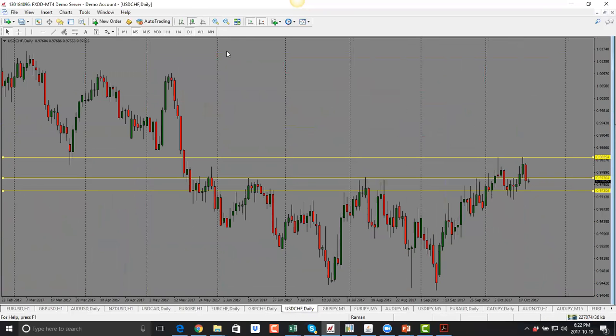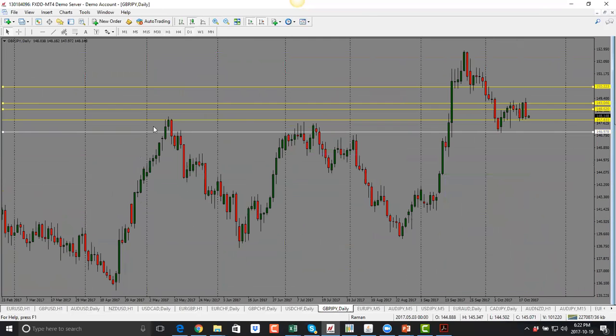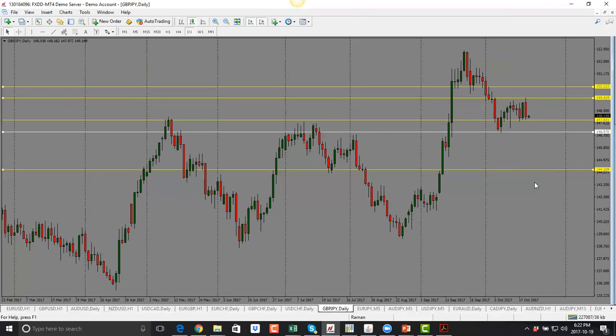Dollar Swiss franc, bearish move, looking for further move to the downside into this 97.30 level. So this is a big bearish engulfing pattern, so looking for further follow through. This is again bearish. We're looking for further move to the downside, 146.97, so about 147.00 would be the target here to the downside.